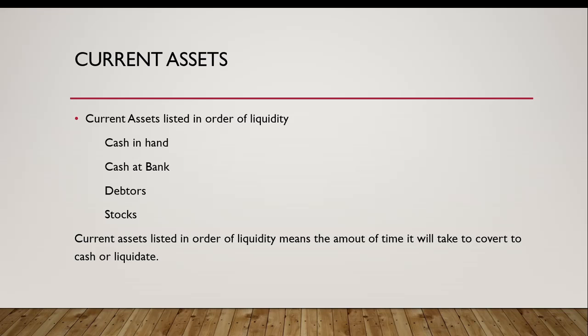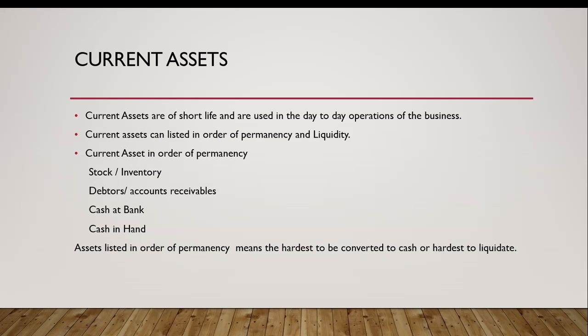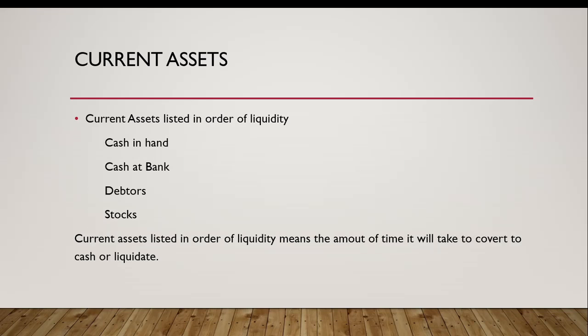Current assets listed in the order of liquidity means we're going to start from the bottom. So if we look back here, we see where we started at stock, then debtors, then cash at bank, and then cash in hand. Now we are going cash in hand, cash at bank, debtors, and stock. Current assets listed in order of liquidity means the amount of time it will take to convert to cash, or to liquidate.